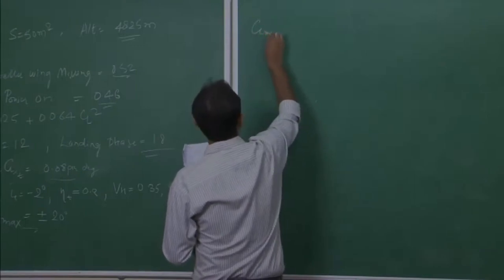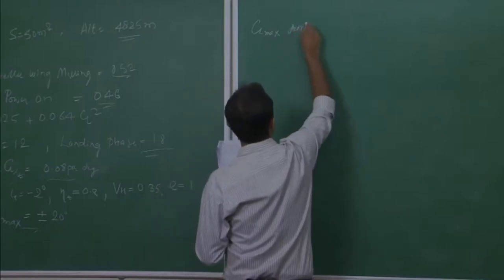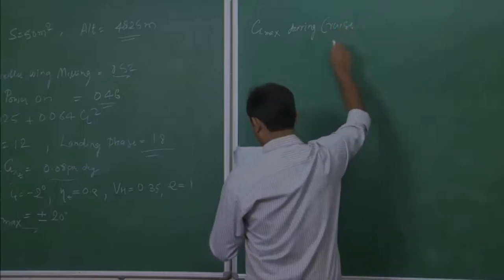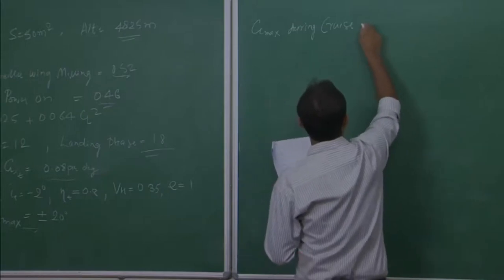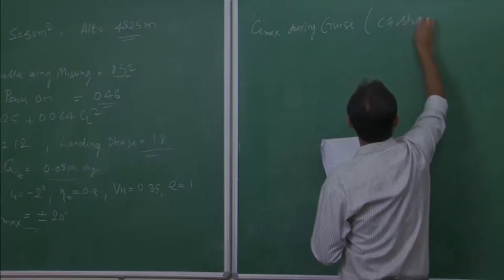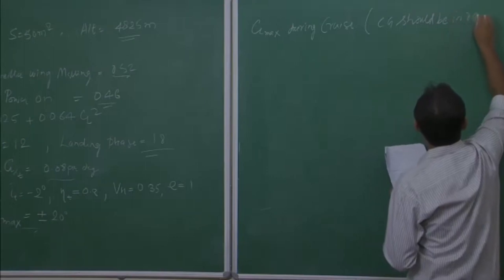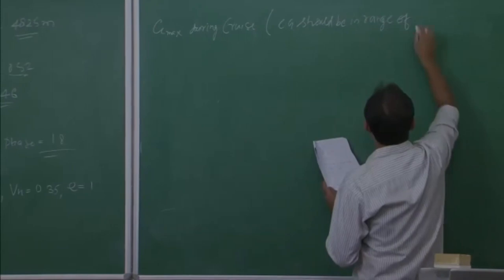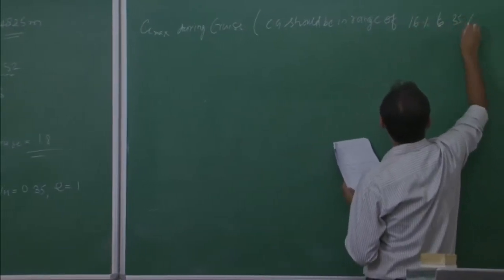Okay, now the next part was to calculate CL max during cruise. Maximum CL max during cruise, and your CG should be in the range of 16% to 35%.